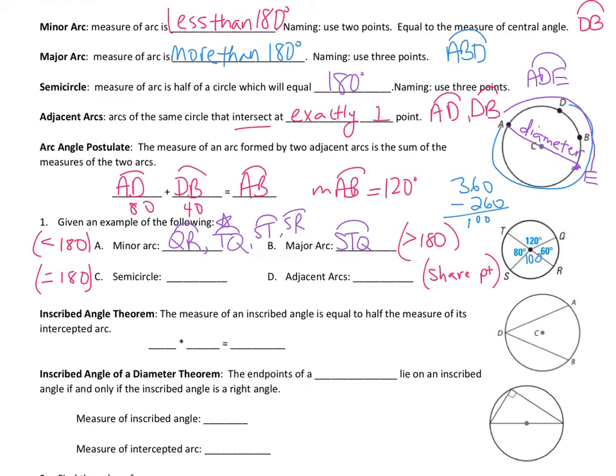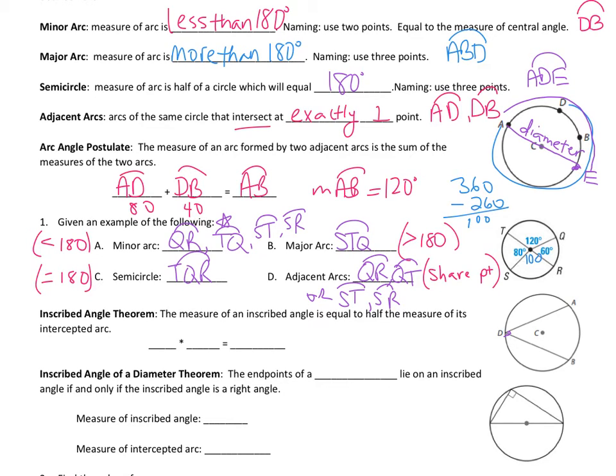All right, a semicircle, we need to add up to 180 degrees, and the only way that we're going to get that is the 120 and 60. So it'd be T, Q, R. Adjacent arcs, we could use many different combinations. So if I wanted QR as one, then I would have to use QT as another. Or if we did ST to begin with, then we could use SR as the second one because those are adjacent.